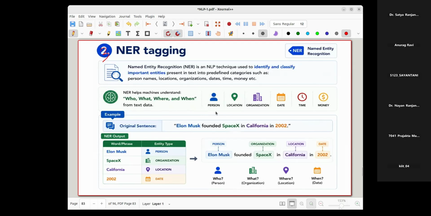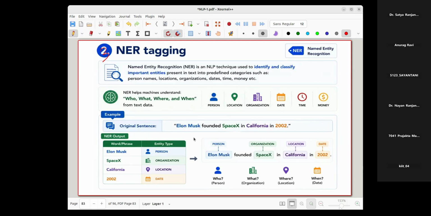So this kind of information we can get if we tag the NER, meaning named entity recognition tag, along with your POS. Okay, so let's say your original text is: Elon Musk founded SpaceX in California in 2002. Now, what are the named entities here? Elon Musk is a person. SpaceX is an organization. California is a location. 2002 is a date. So this information is sometimes required. Where is it required? When you do some kind of information retrieval.